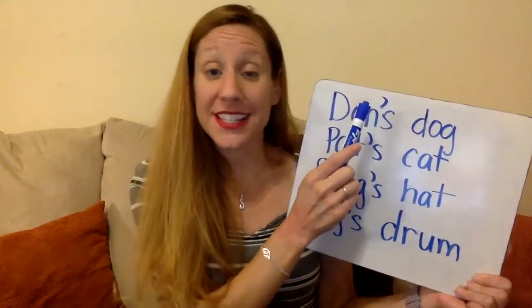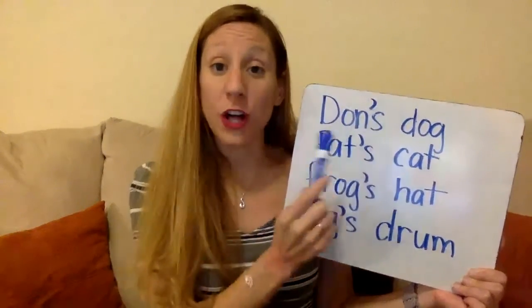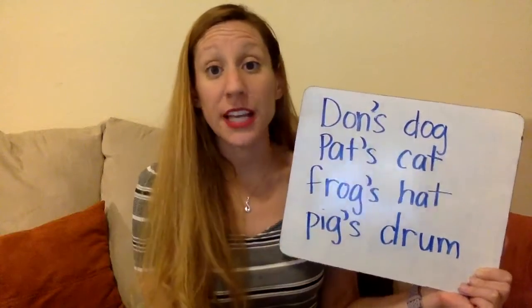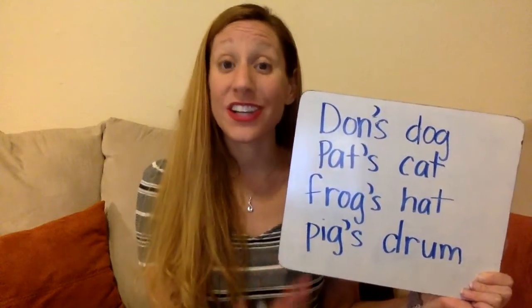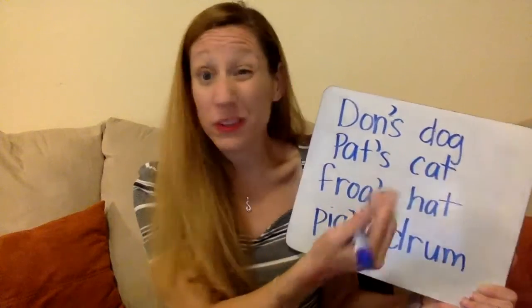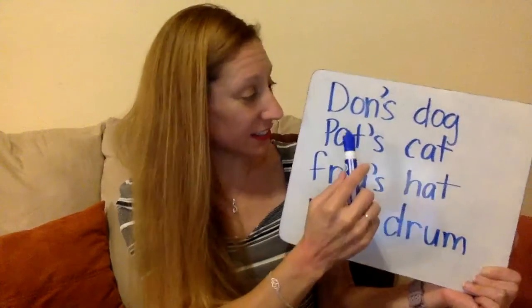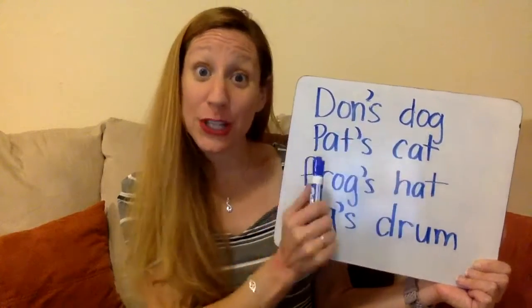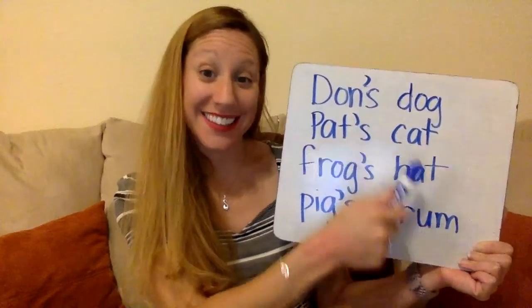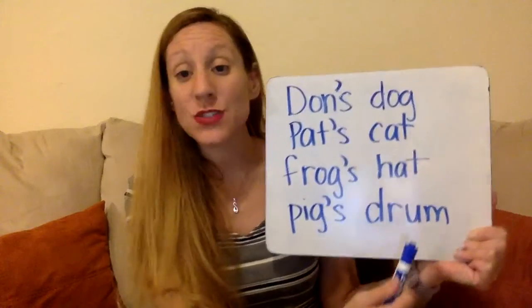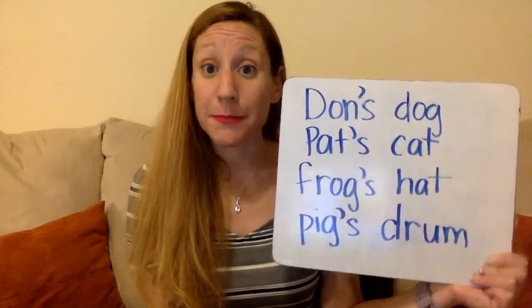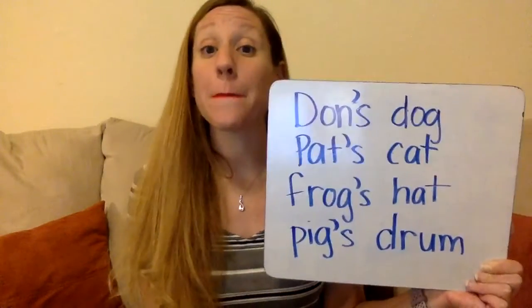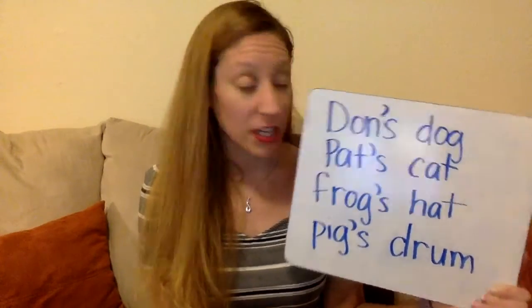So when we see that, we know that the dog belongs to Dawn. The apostrophe s shows the possession, that it belongs to the person, or the thing. Dawn's dog, Pat's cat, the cat belongs to Pat. The frog's hat, the hat belongs to the frog. And the pig's drum, the drum belongs to the pig. So this is the apostrophe that shows possession. So when you're writing and you want to show that something belongs to someone or something, you can do that with the apostrophe s.